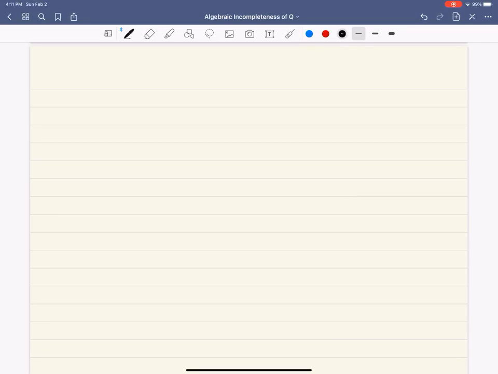So let's first talk about the set of rational numbers Q. So what is a rational number? A rational number is any number that can be represented as a fraction of two integers. So we can write Q as m over n, where m and n are both integers.